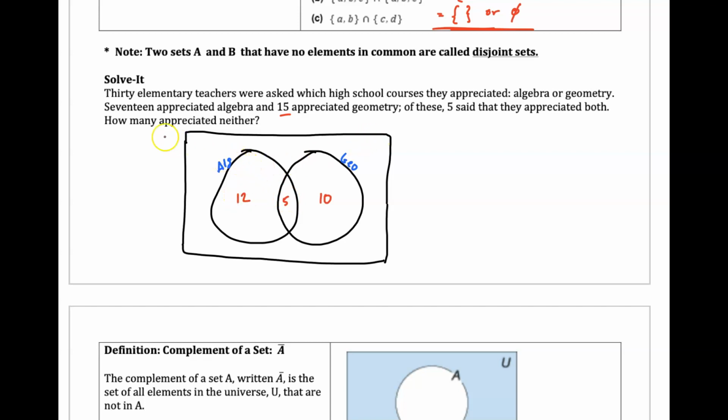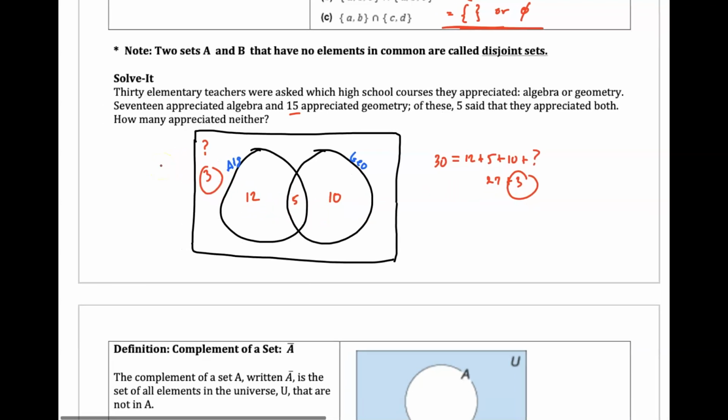And so how many appreciated neither? This is going to be the group outside. How many are outside of these circles? And so we know we had 30 total. And so I have 12 plus 5 plus 10, and I'm looking for how many to make my 30. So that's 17, that's 27. And so the amount that's left out is 3. There are 3 teachers who appreciated neither of those.